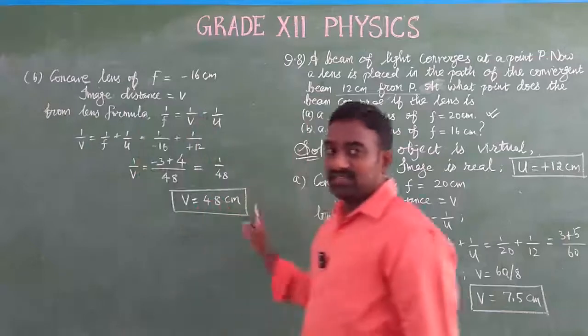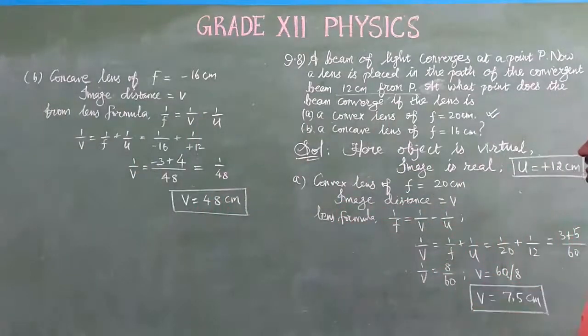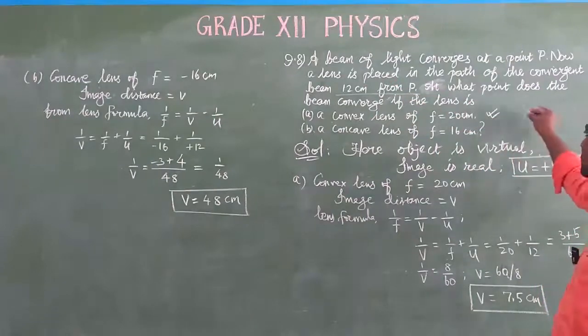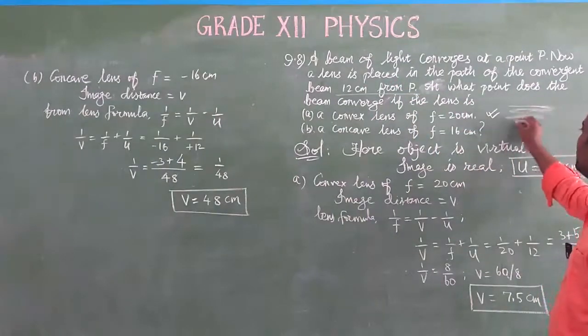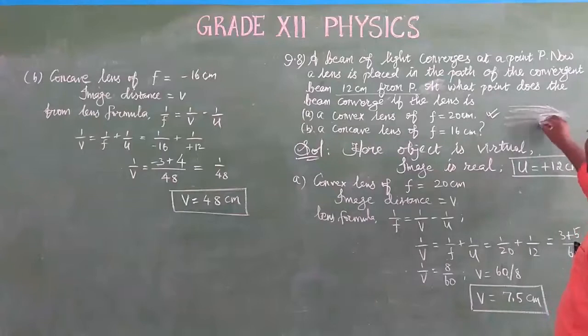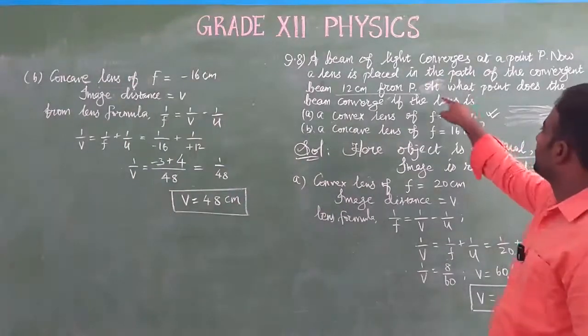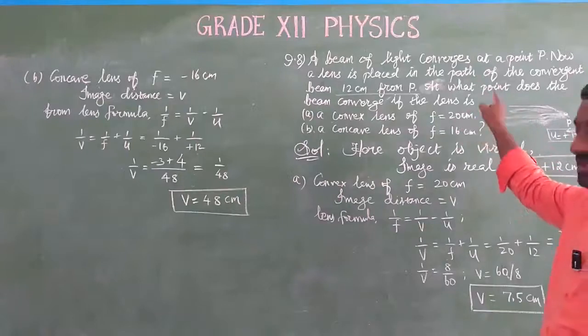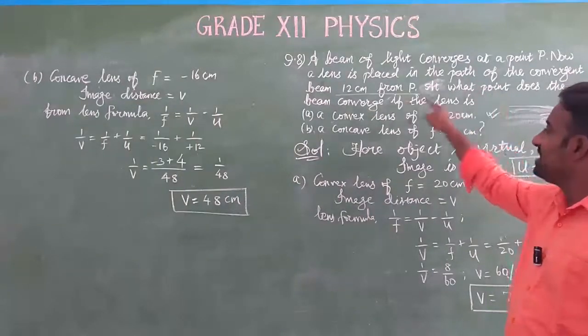I hope you have cleared this question. I will repeat once again. A beam of light converges at a point P. From the point P, at 12 centimeter the object is placed. Therefore, the object distance is plus 12 centimeter. At what point does the beam converge? Which means image distance. We are going to determine the image distance.